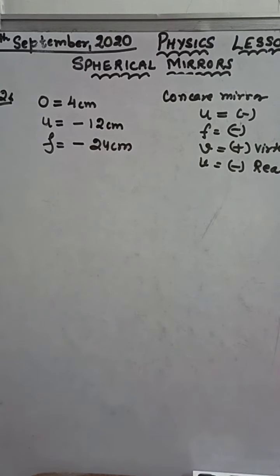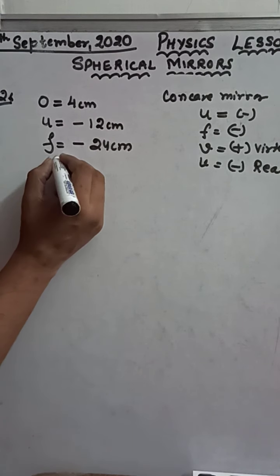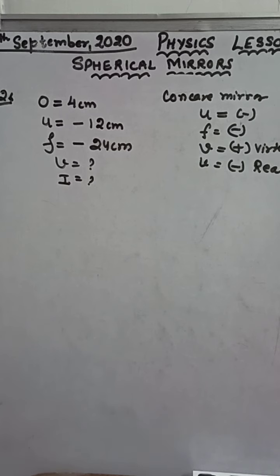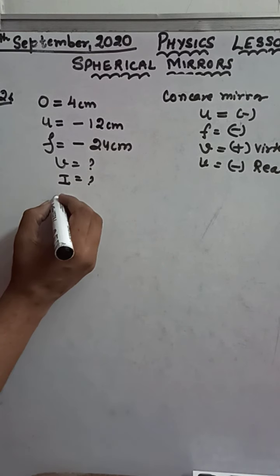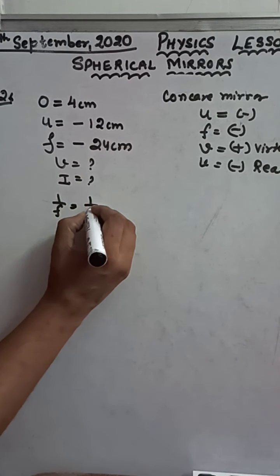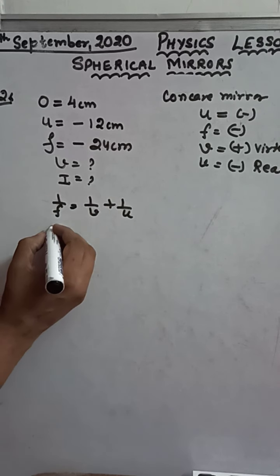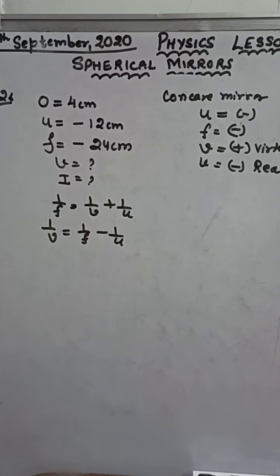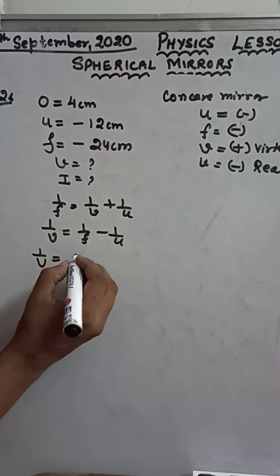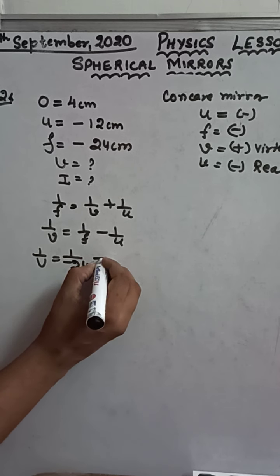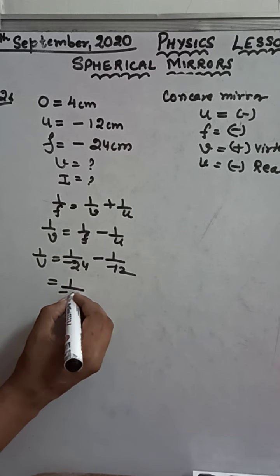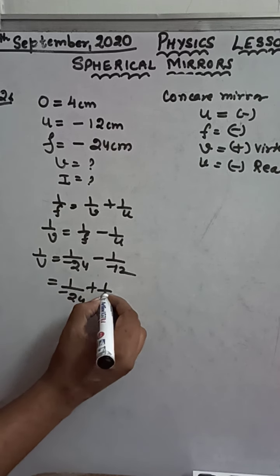We have to find the position, nature and the height of the image. So image distance and height of the image we have to find. First of all we will be using the mirror formula. Now mirror formula is 1 upon f equals 1 upon v plus 1 upon u. So 1 upon v will be equal to 1 upon f minus 1 upon u. Let us substitute the value. F is given to us as minus 24. Object distance is given to us as minus 12. So this minus minus will become plus 12.